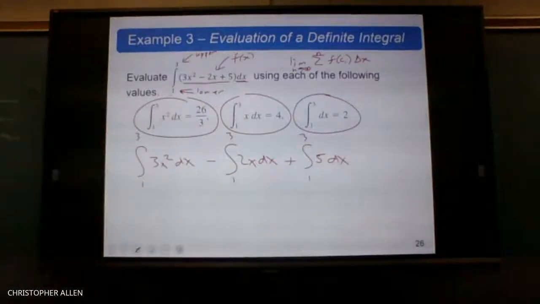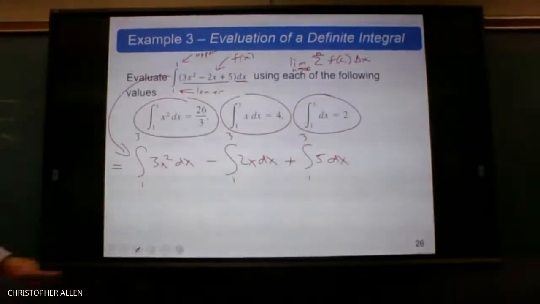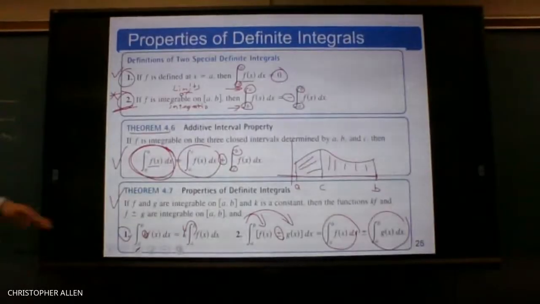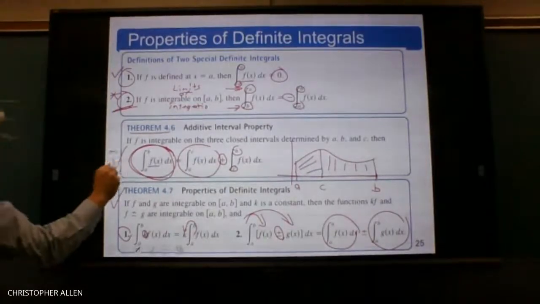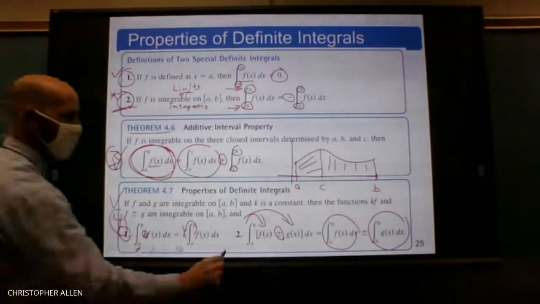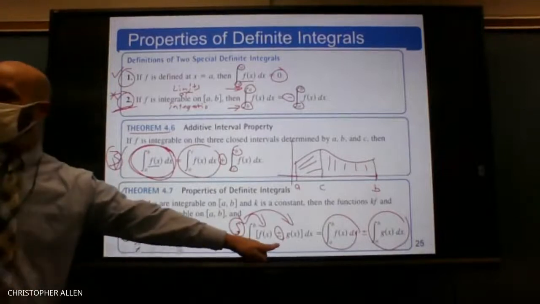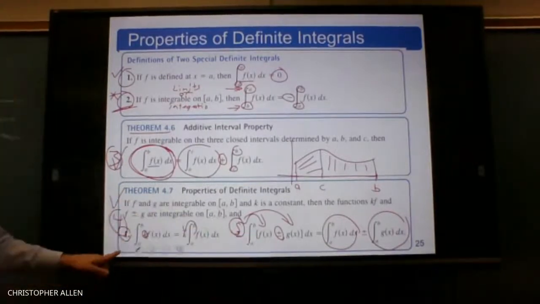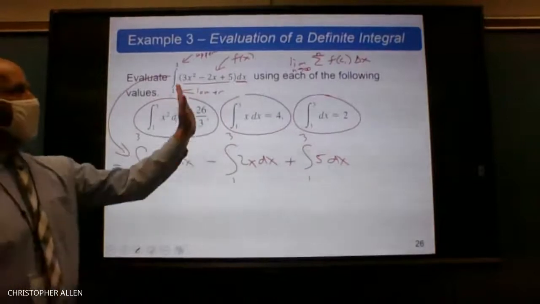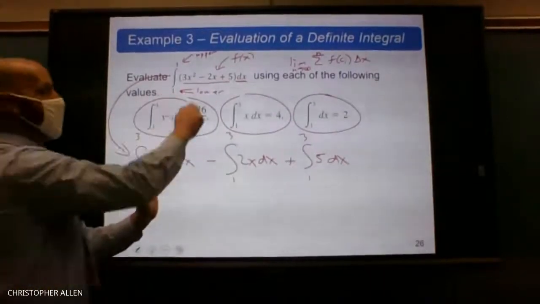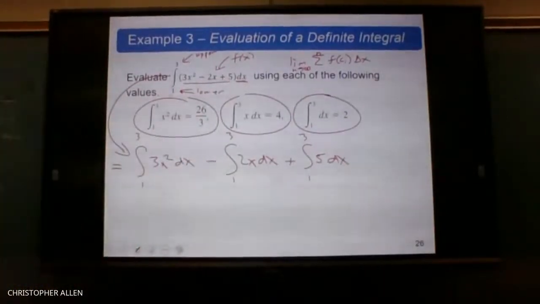Would you guys agree? I went from this to this. Do you guys understand how that works? Which of these properties did I just use? Did I use 1, 2, 3, 4, or 5? Which property did I just use? 5. I used this one down here. So I didn't undistribute, I distributed the integration. Would you guys agree? Does that make sense? So that was property 5.